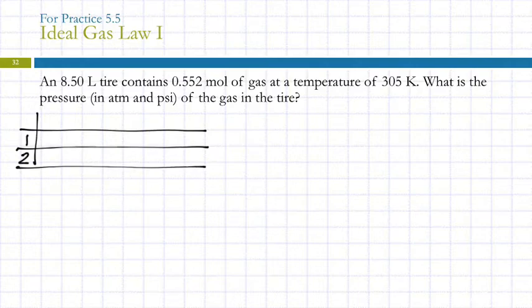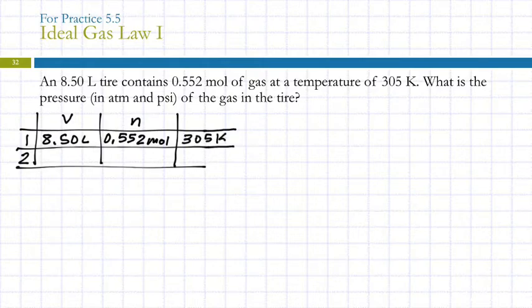So remember, we got row 1 and row 2. So I come across 8.50 liters, and that is a volume. I know that because of the unit. Liter is a unit of volume. Contains 0.552 moles of gas. The letter for that is n, amount of gas in moles. And I keep going, and I get 305 Kelvin. And that's going to be a temperature. Is that an okay unit to use for gas law? Yeah, that's the unit we do need.